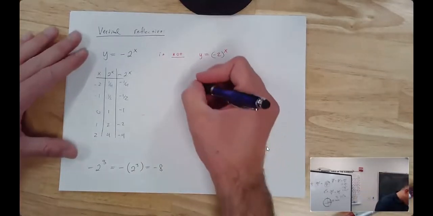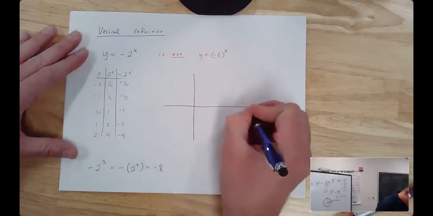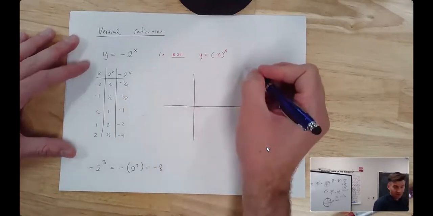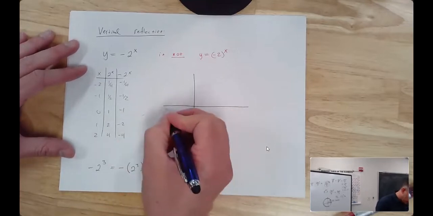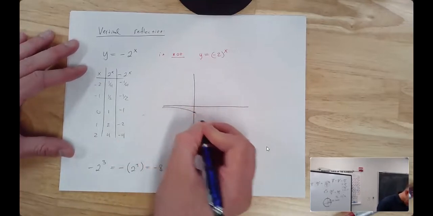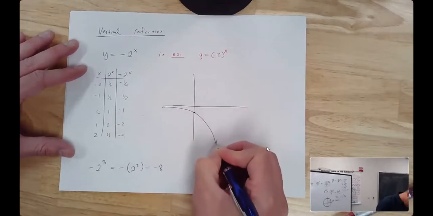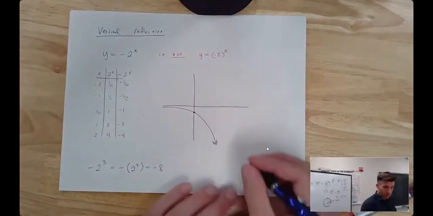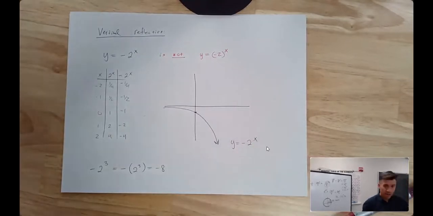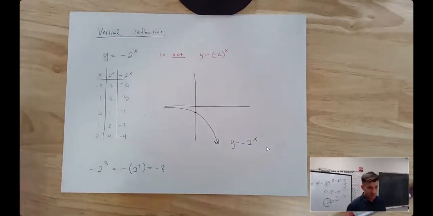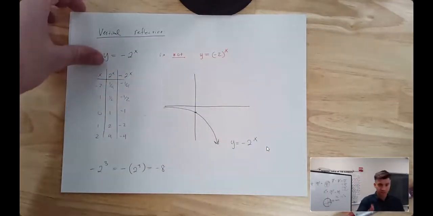And so this one's going to look like, well, instead of having all the positive values, I'm going to have all the negative values. So my y-intercept is now 0, negative 1. It's going to look like this. There is y equals negative 2 to the x. And so if you have a negative in front, it's literally going to have the same sort of shape as it normally would, just flipped over.